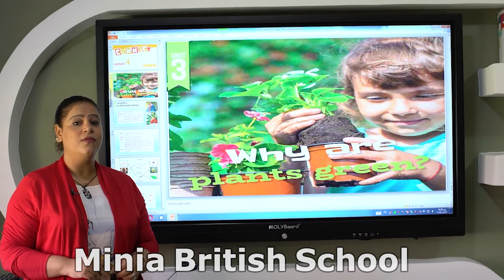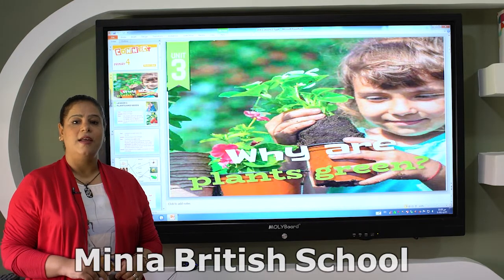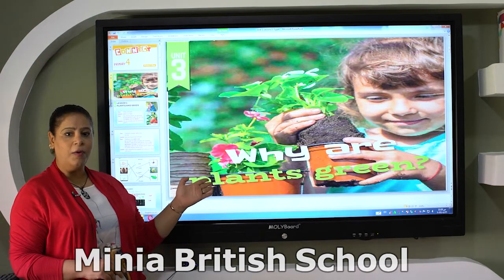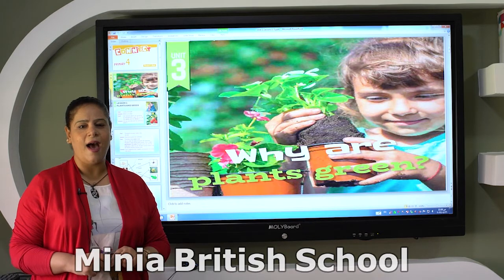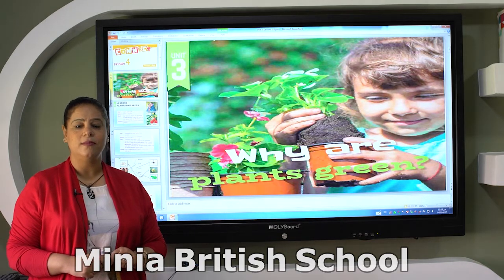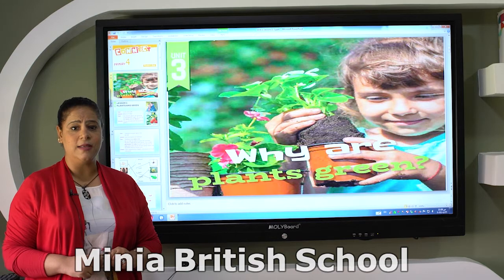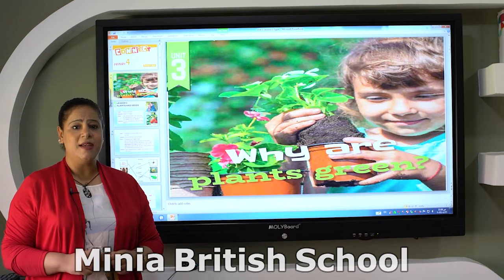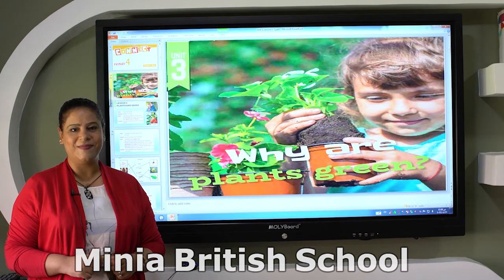Today we are going to have Unit 3 in Connective 4. What is this unit called? Why are plants green? In this unit, we're going to have why are plants green, why are plants important, how can we grow plants, and finally, what are different kinds of habitats related to plants. Let's start.